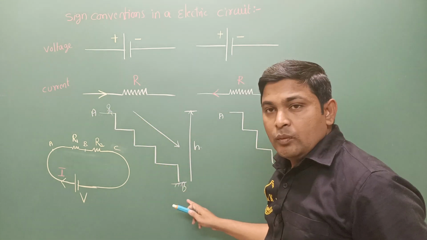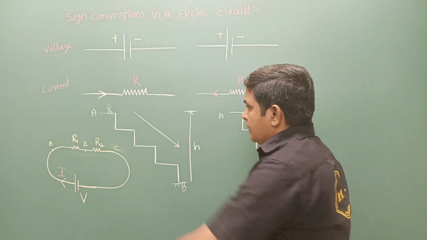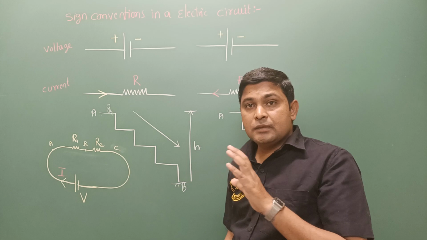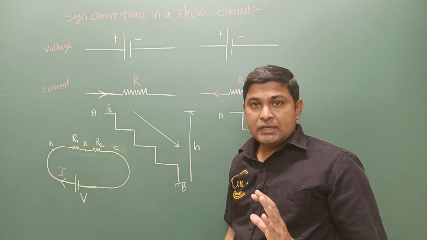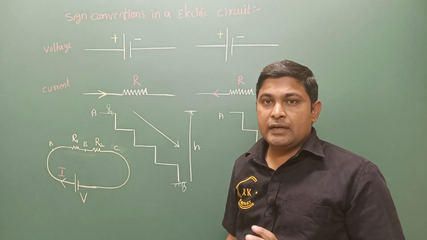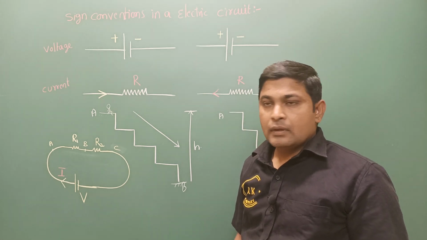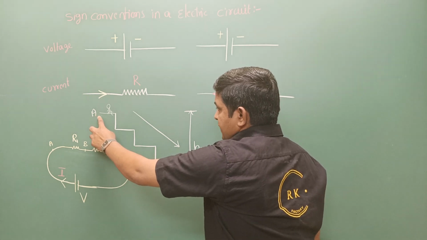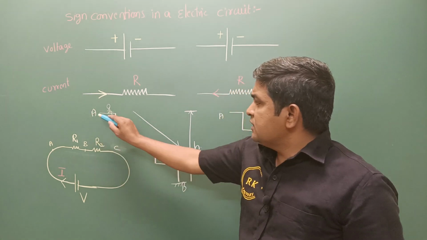When he is coming down to B, definitely between A and B, in his position he has some potential difference, right? Potential difference. But where is it greater? Where is potential energy greater? What do you say? Because he is at a higher position here, he can have more potential here.